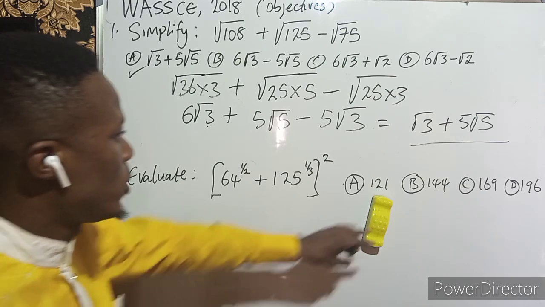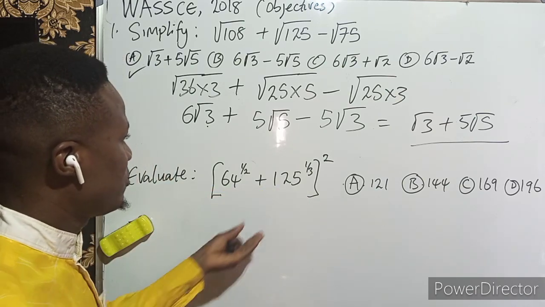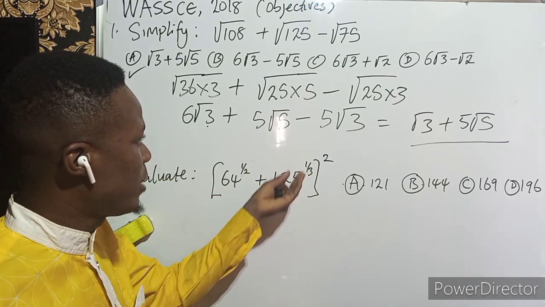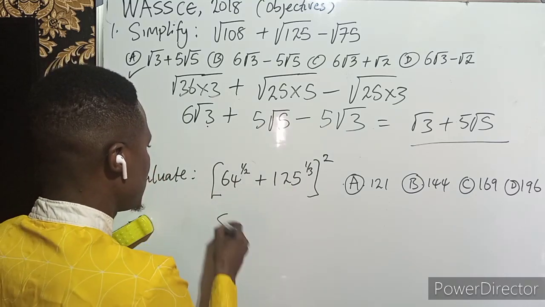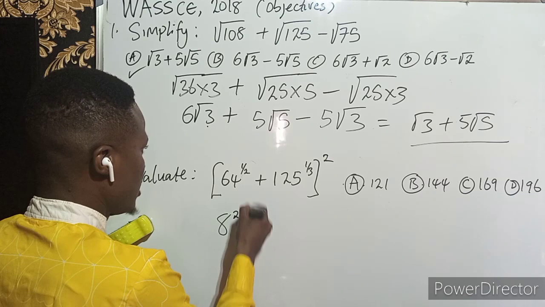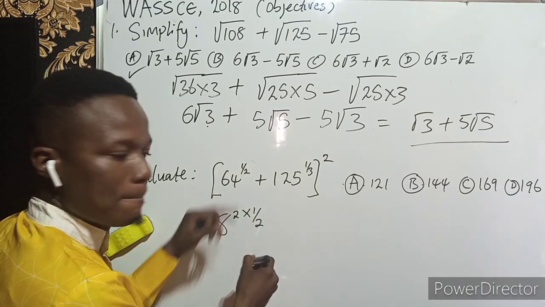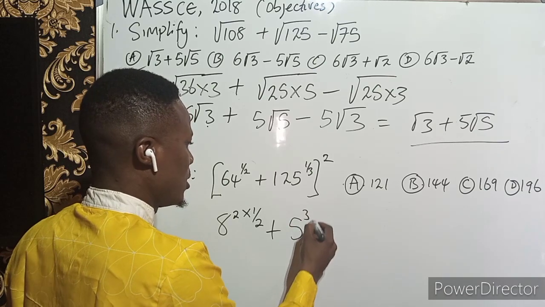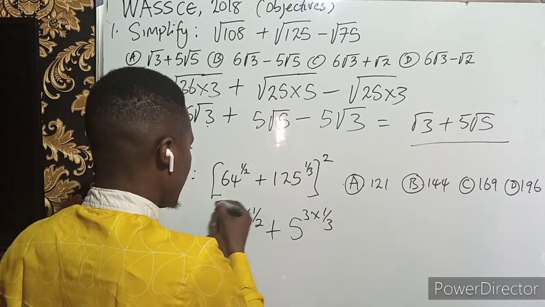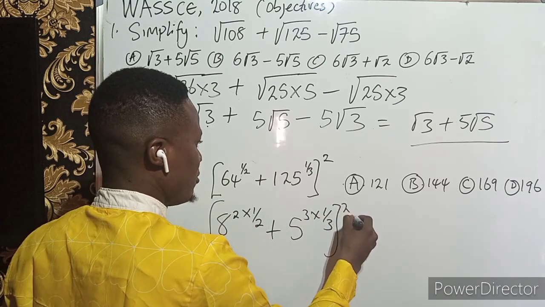For the second one, we are asked to simplify 64 to the power of half plus 125 to the power of 1 over 3, all to the power of 2. This can be seen as 8 power of 2, then times 1 over 2 here, plus 125 can be seen as 5 power 3 times 1 over 3. Remember, everything to the power of 2.